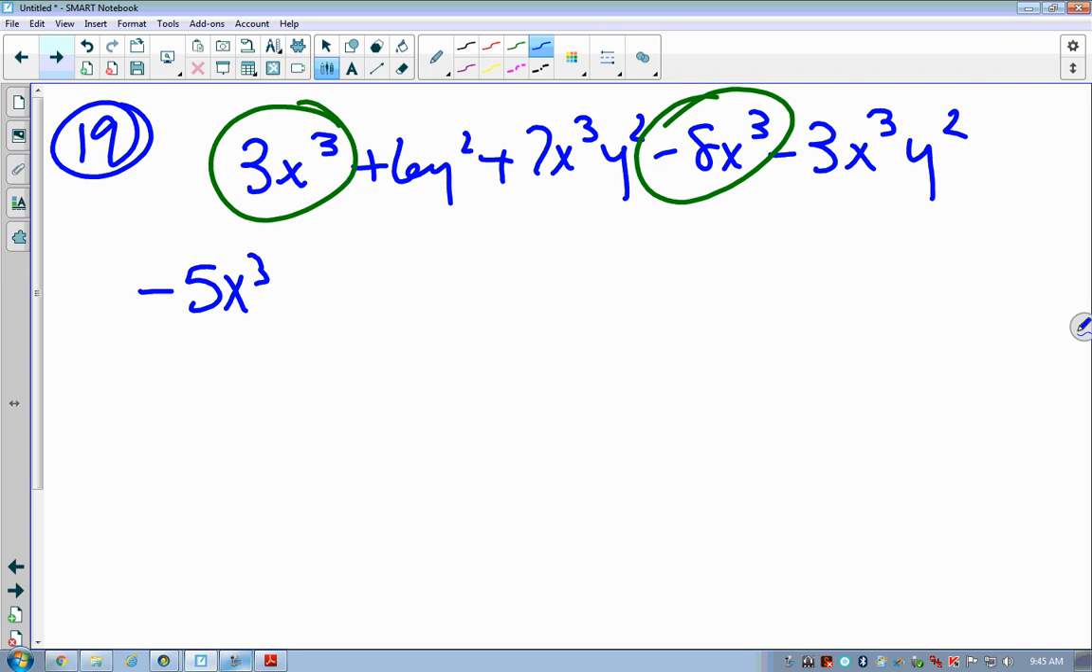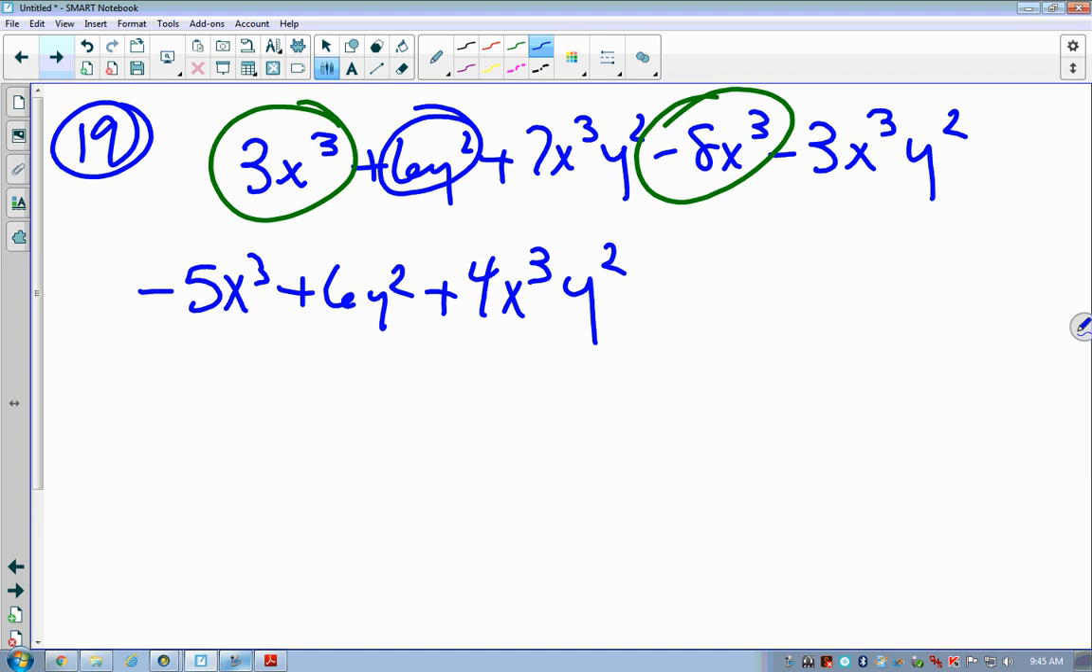Do we have any y squareds besides 6? No, so just 6y squared. We have 7x cubed y squared and negative 3x cubed y squared. Are those like terms? What do I get there? 4x cubed y squared. Now, if I was going to put these in order, I would rewrite this as 4x cubed y squared minus 5x cubed plus 6y squared.